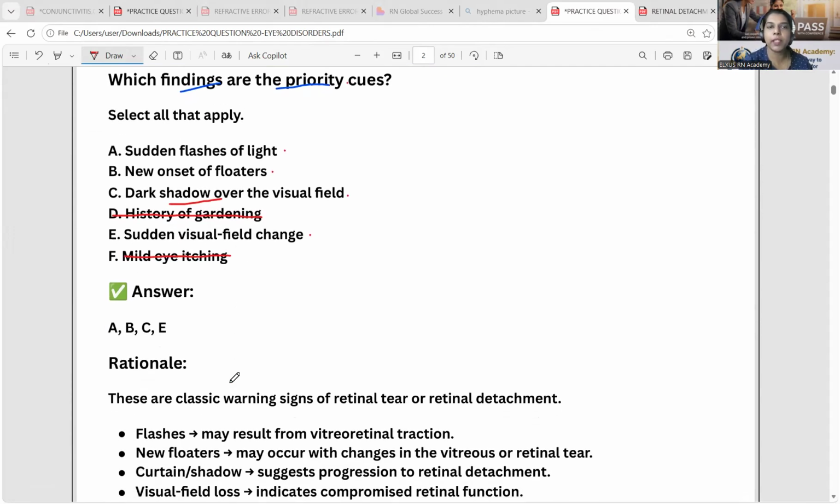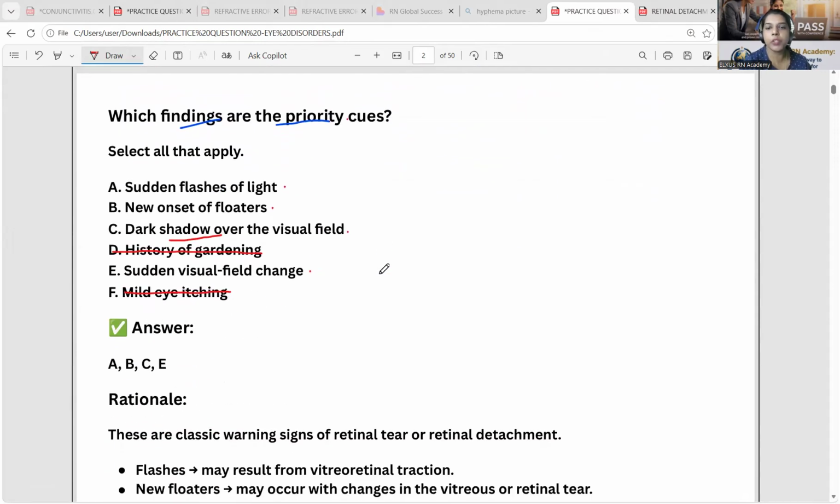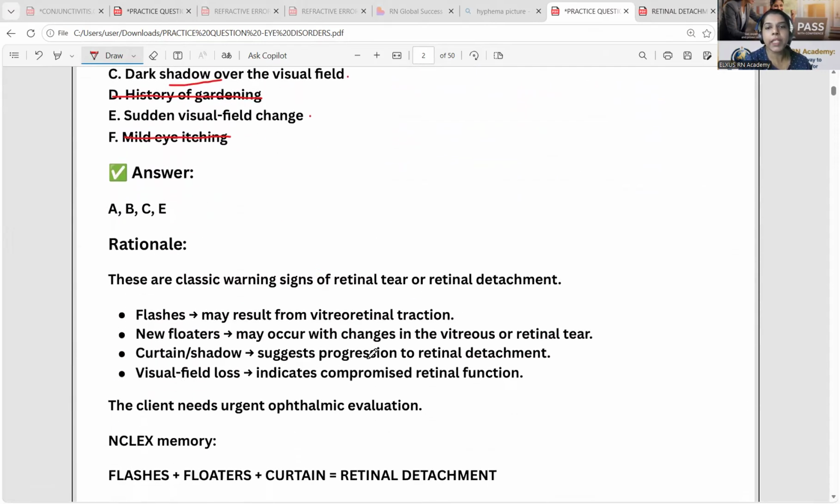While reading the options themselves, we understood the diagnosis of the situation. What's the diagnosis? Retinal detachment. Why? Because retinal detachment is an emergency situation. The patient will feel sudden flashes of light, a feeling of floaters, and a shadow. The dark shadow can be over the visual field. So this is an emergency ophthalmic condition.